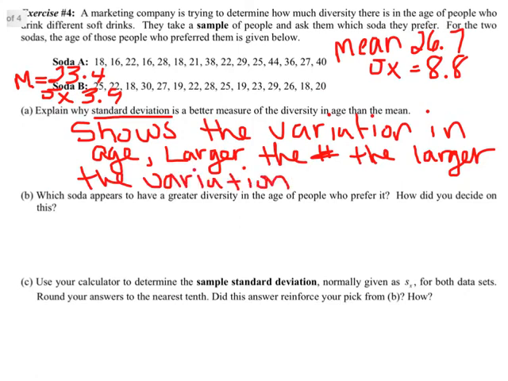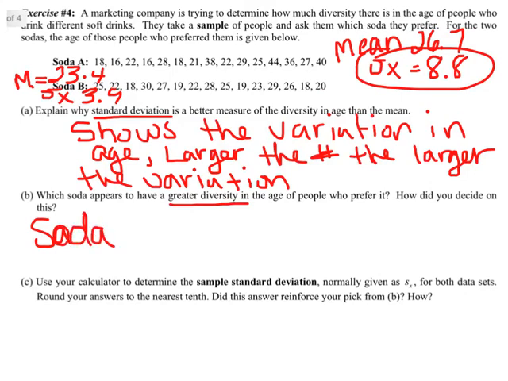It says here, which soda appears to have the greater diversity in age of people who prefer it? Well, in this case, the larger number is 8.8, so soda A has more diversity.